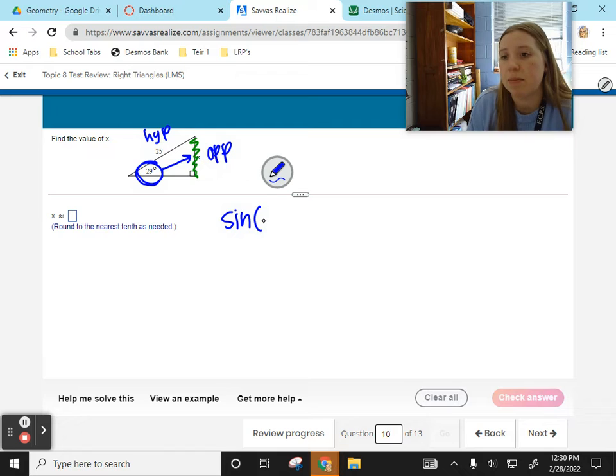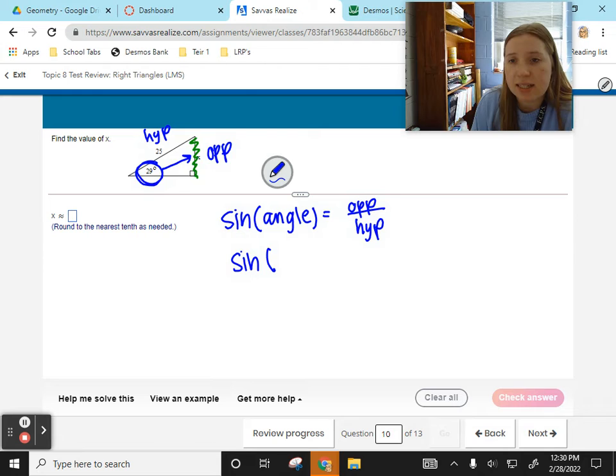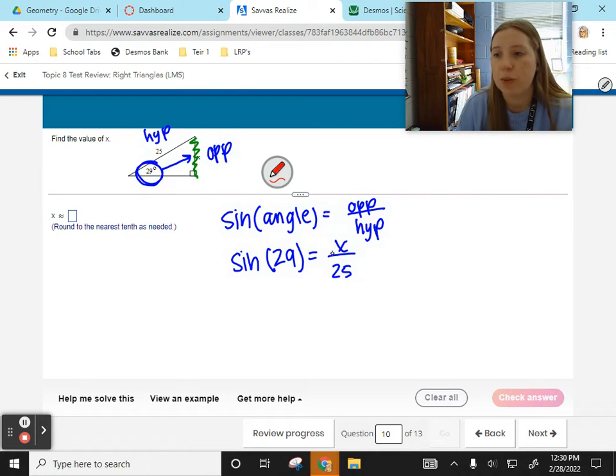So the way we set this up is we say the sine of our angle is equal to the opposite over the hypotenuse. And then we get to plug in our numbers. Sine stays the same. My angle was 29 degrees. Opposite was x. Hypotenuse was 25. So I want to get x all by itself, but it's currently being divided by 25. The opposite of dividing by 25 is multiplying by 25. Those 25s are going to cancel out.